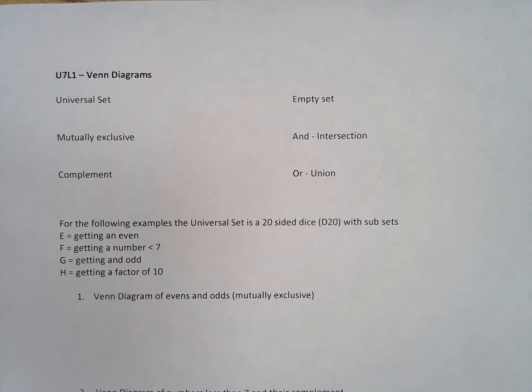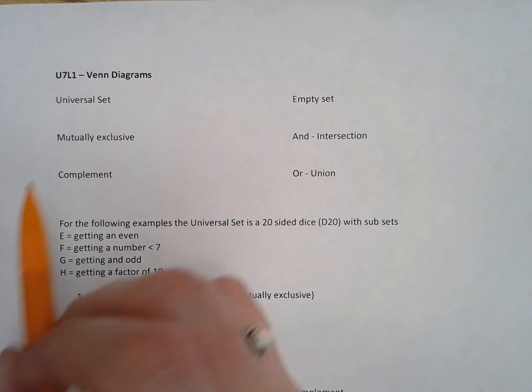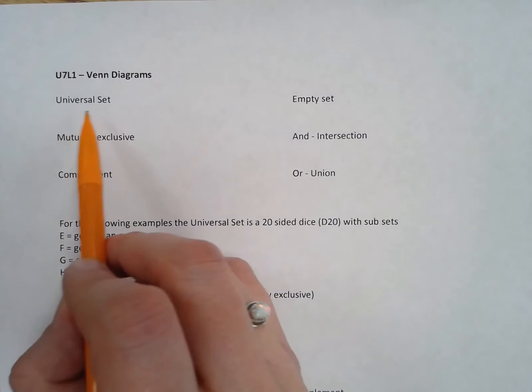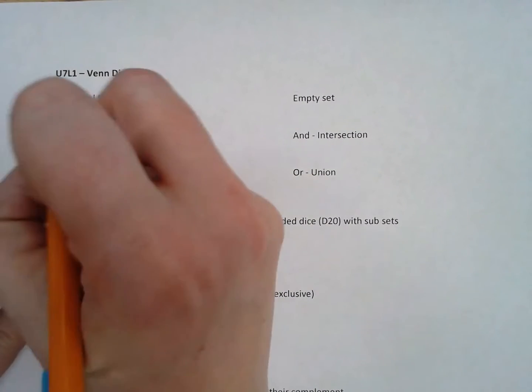In this lesson, we are going to learn how to describe events as subsets of a sample space. We will be using Venn diagrams to help describe these events. Let's first get familiar with some terminology with probability. A universal set is the set of all elements.